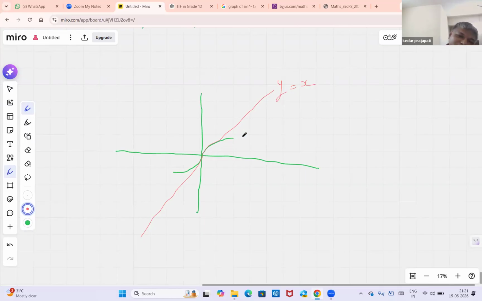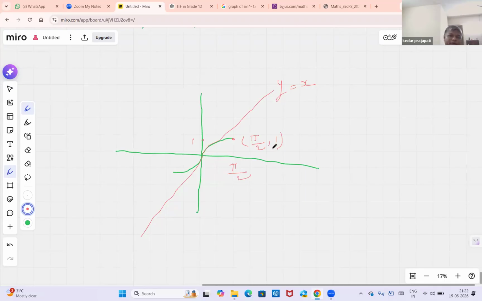So this, what is this value? This is pi by 2, this one, right? And this value is 1, correct? Yes. So this value is 1. So the coordinate of this point will be pi by 2 comma 1, correct?